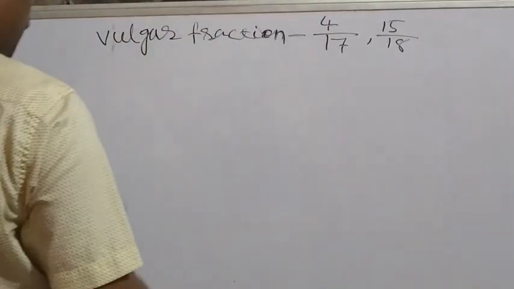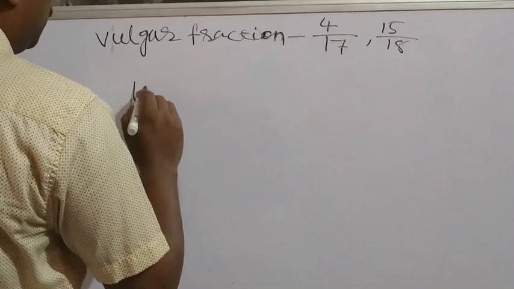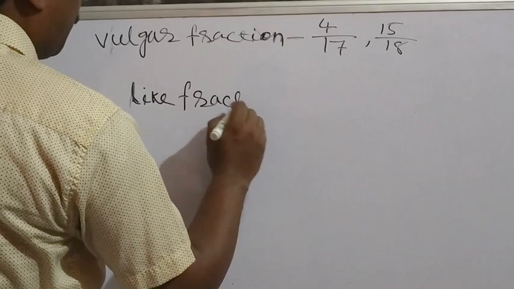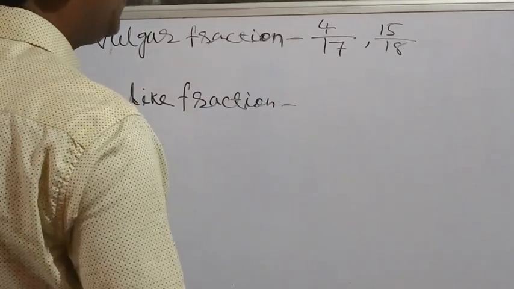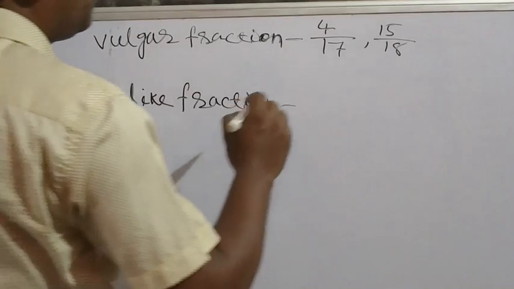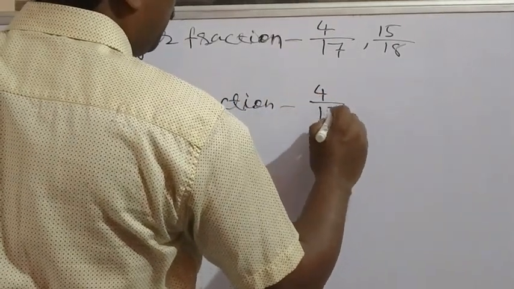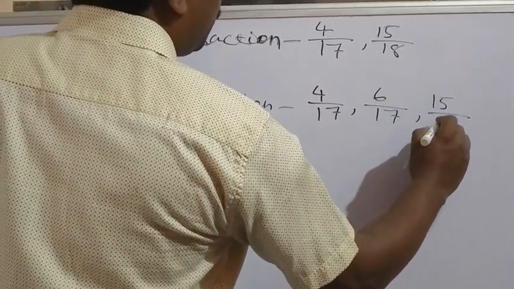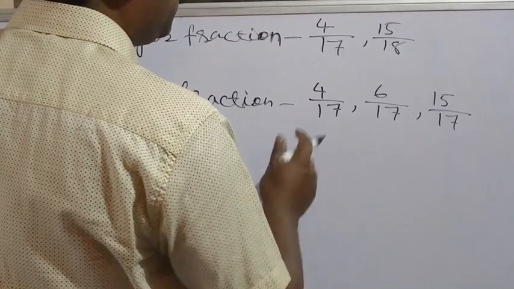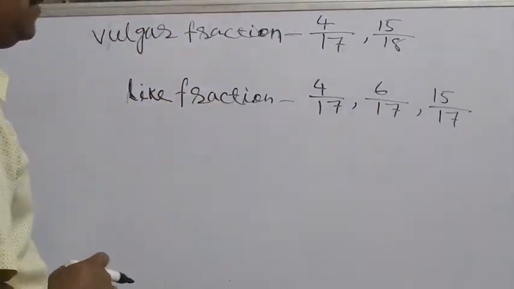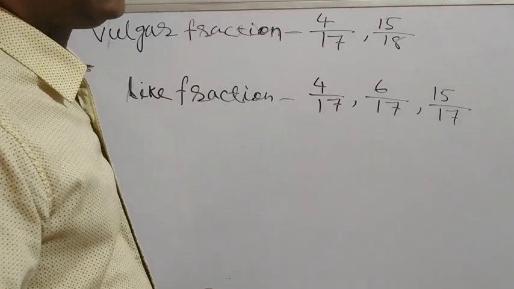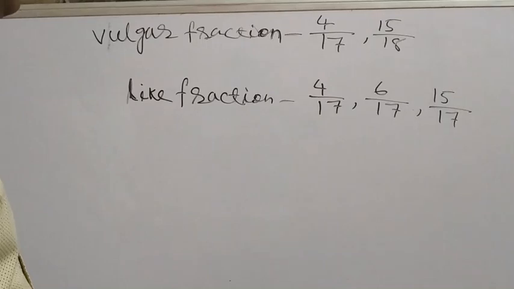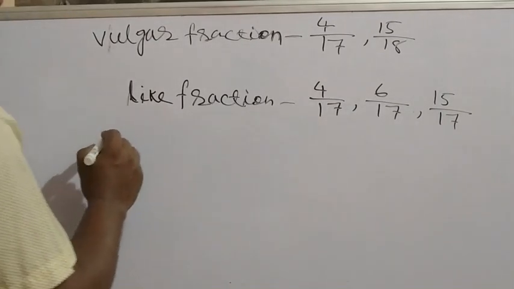Like fraction: the denominator is same. Suppose 4 by 17, 6 by 17, 15 by 17. Here in all the three fractions the denominator is same, 17, 17, 17. So these are all like fraction. This is important. Like fraction. Then last one is your equivalent fraction. It is very important to understand. Equivalent fraction.